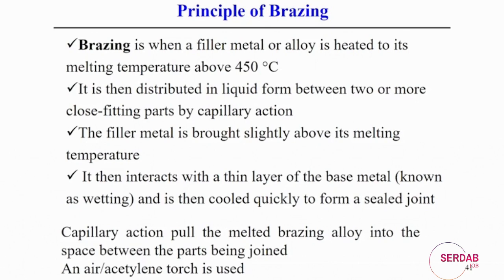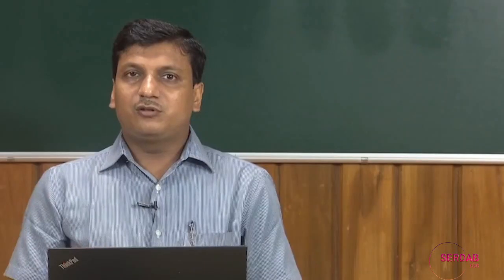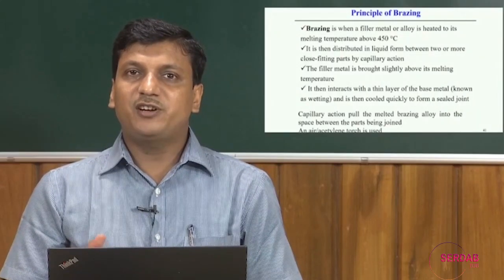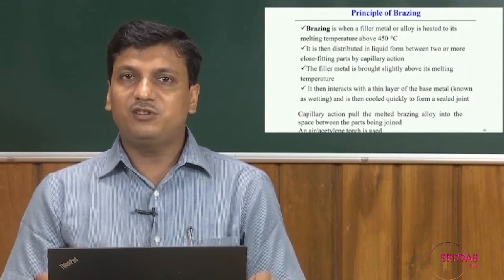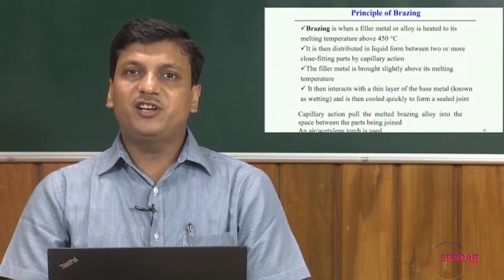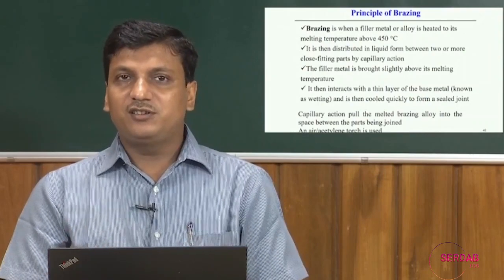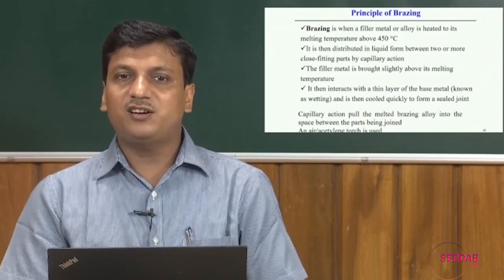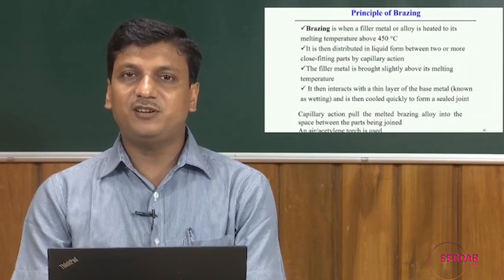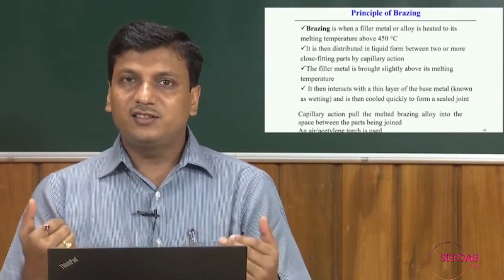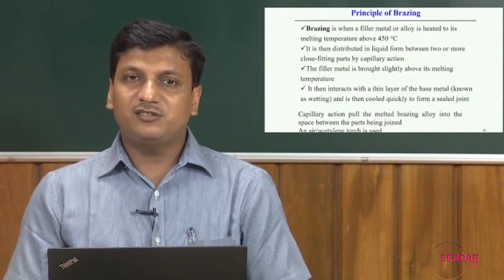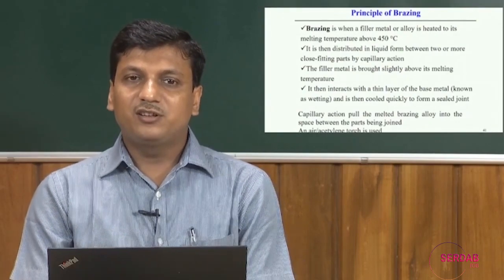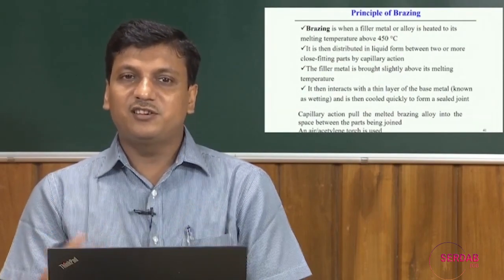So, it then interacts with the thin layer of the base metal. Basically, the total heat content of the liquid brazed metal, when it interacts with the solid metal, affects only a very small thickness of the material, because the difference between the melting points of the base and the brazed metal is huge. So, it is only effective on a very thin layer of the metal, and that is simply the principle of the wetting of the solid material at a certain temperature.